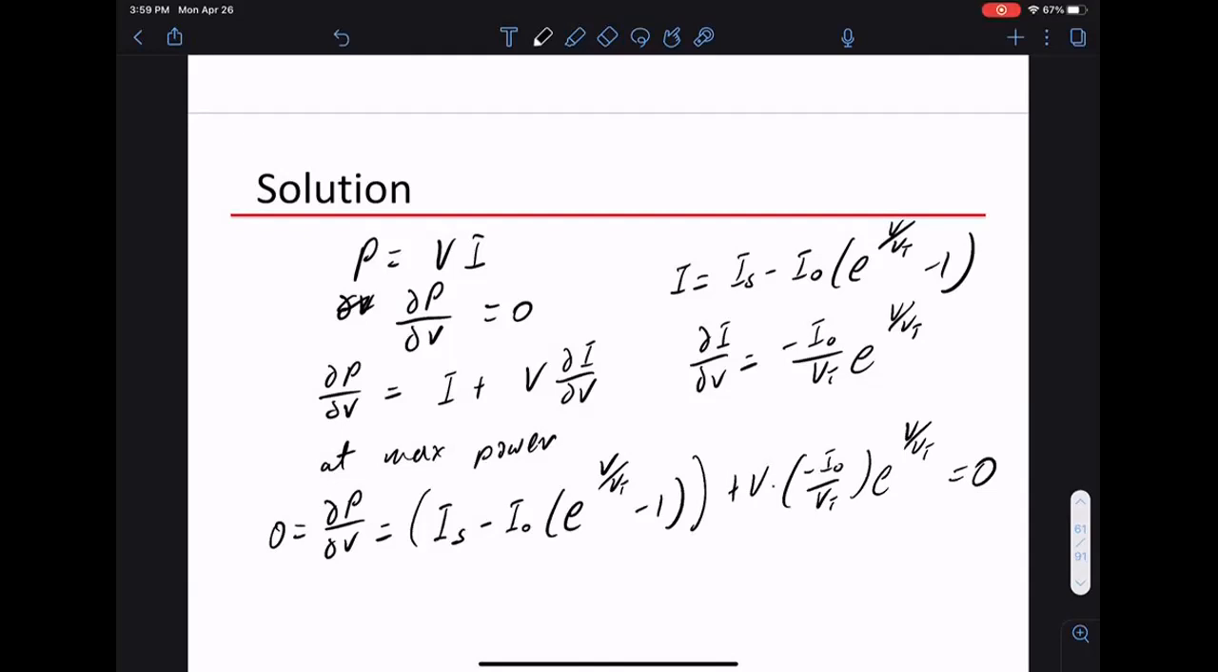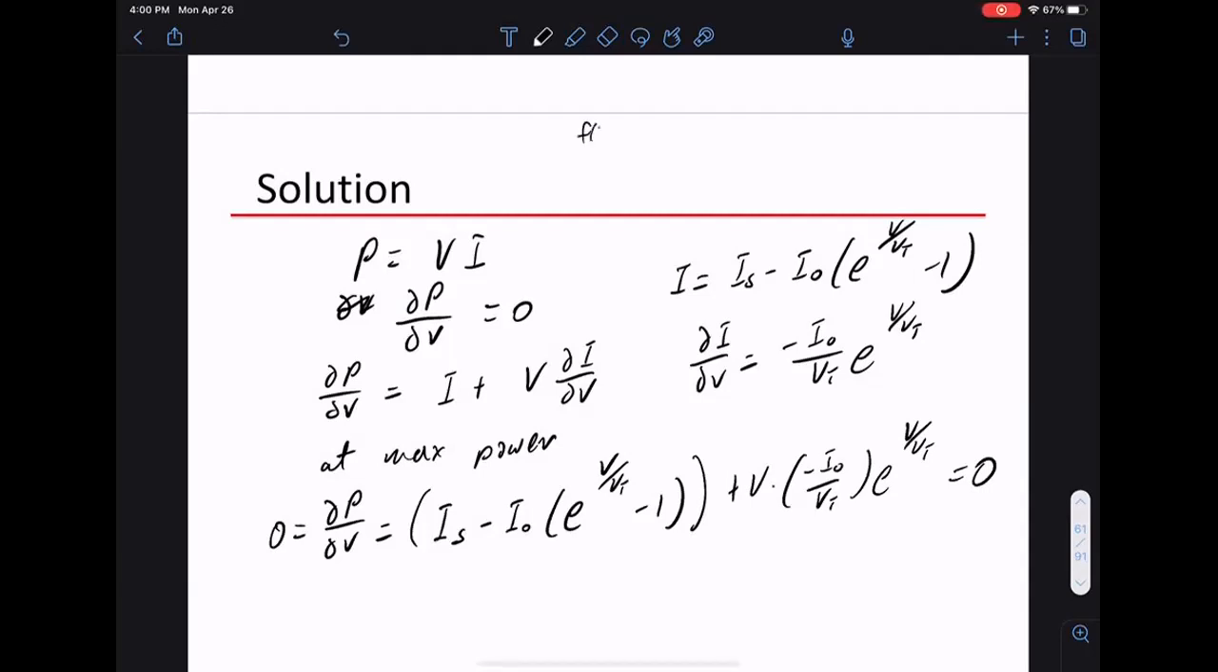Right, any questions up until now? Question about the derivative of power over voltage. Okay. That's equal to I plus voltage times the derivative of I with respect to V. Where did you get that formula from? That's the product rule, right? That's the product rule of derivatives.